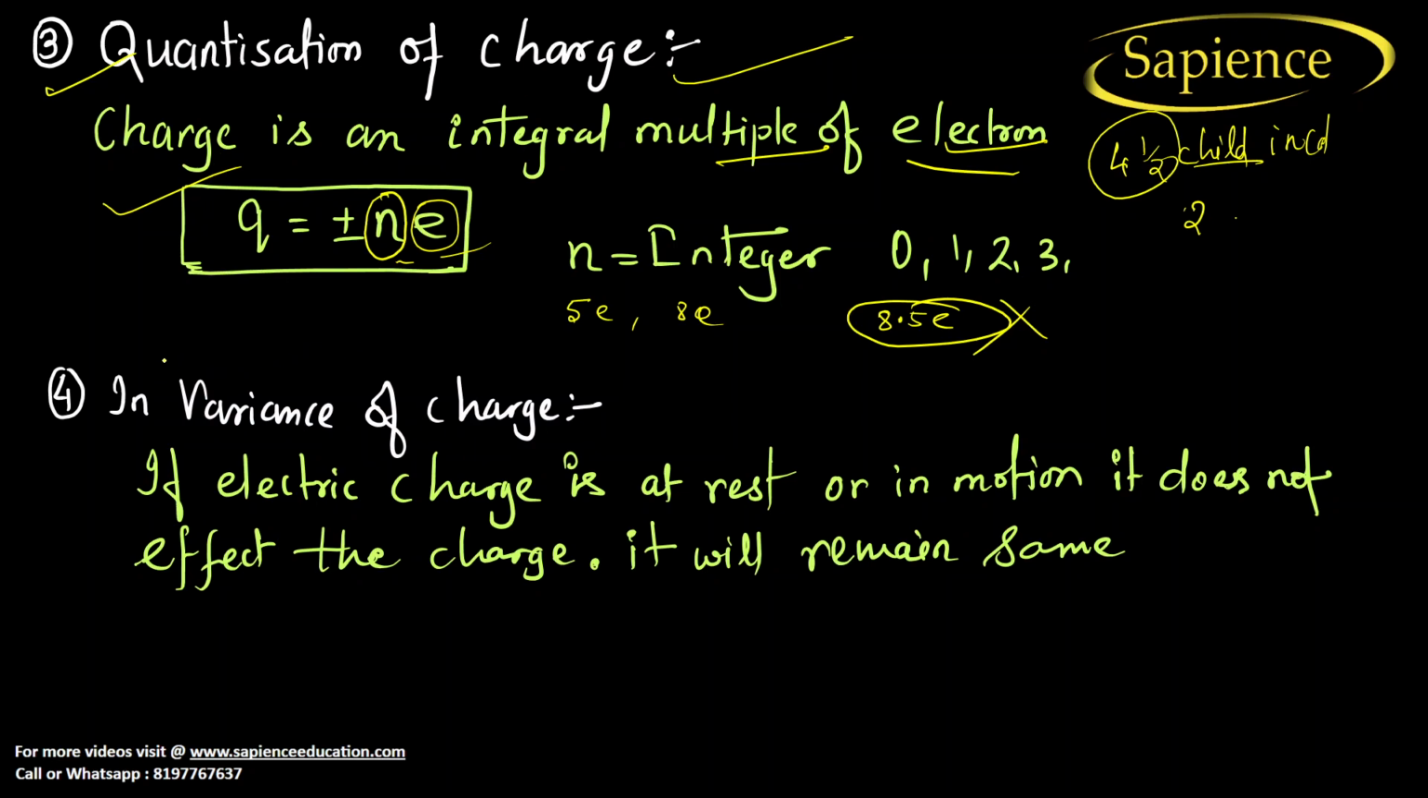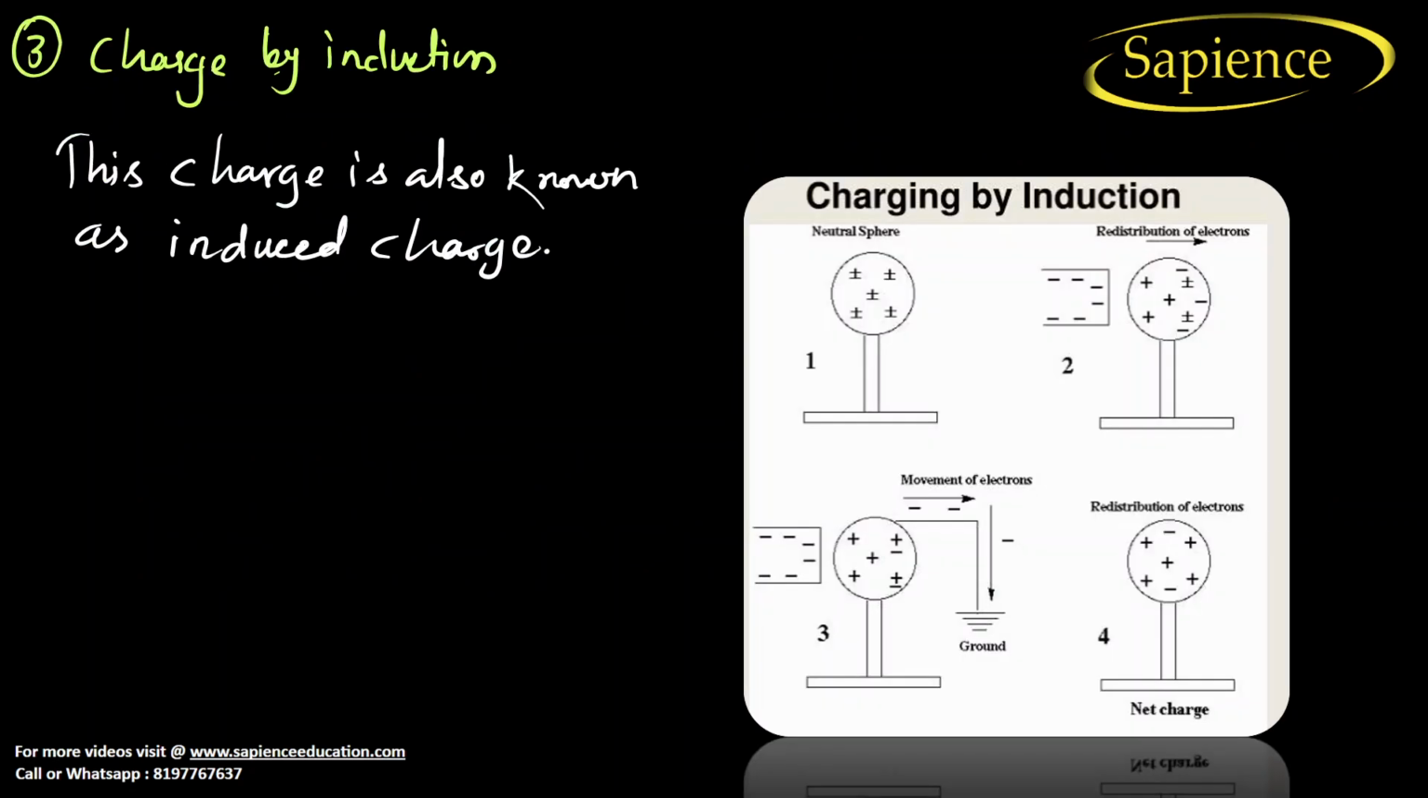Now, for invariance of charge. If an electric charge is at rest or in motion, it does not affect the charge. It will remain the same. So either it is in motion or at rest, it will not change the charge. So charge will remain charge, either negative or positive. So this is the fourth point. Okay.